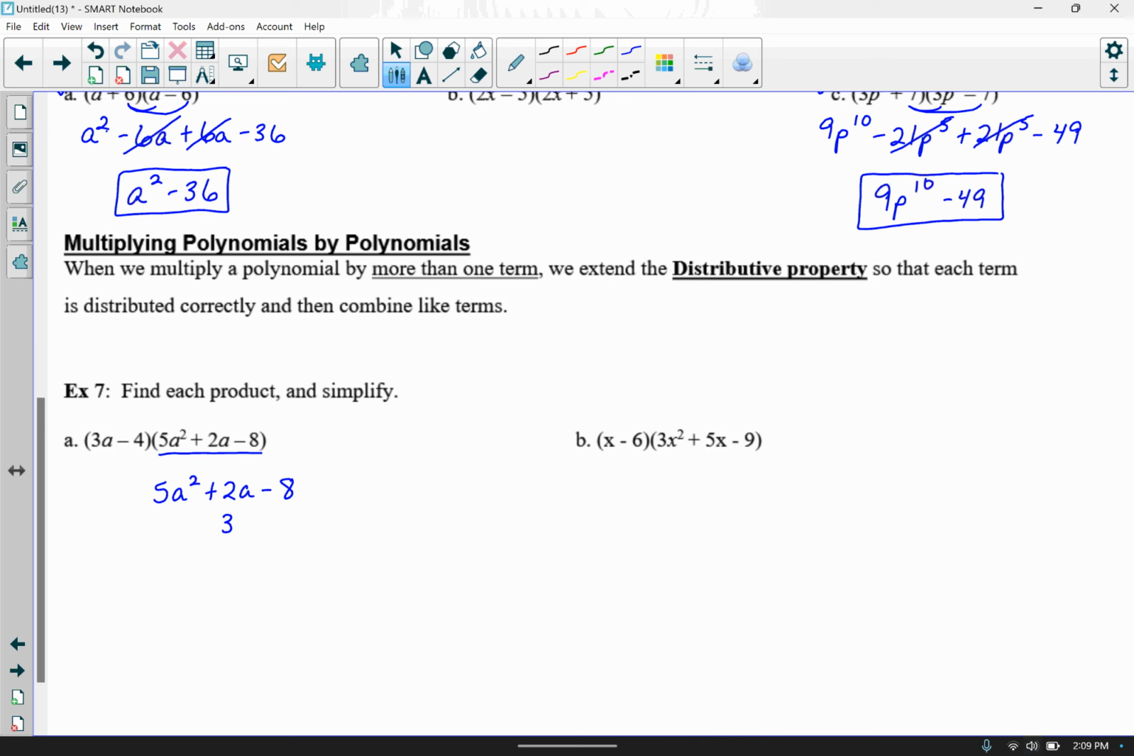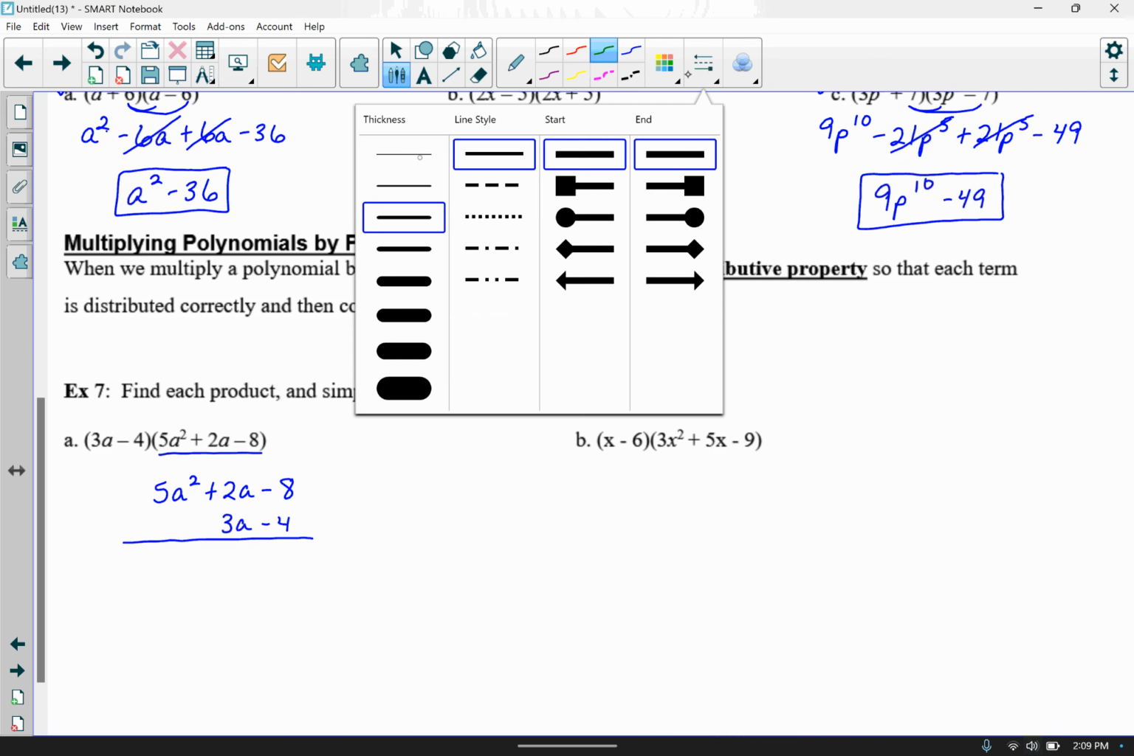And then I'll put the 3a minus 4 down here on the bottom. You're going to notice I'm going to end up multiplying everything times negative 4 and then everything times 3a. It's just that the way it's going to structure it, my like terms, like I said before, will be underneath one another. All right, so let's run through that.